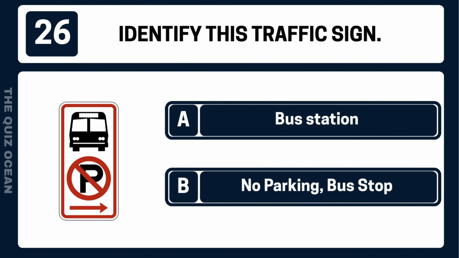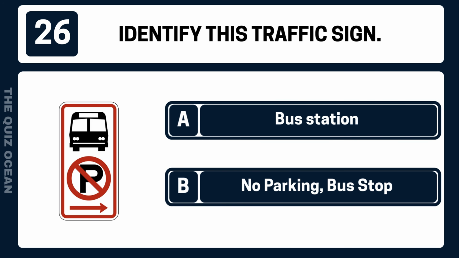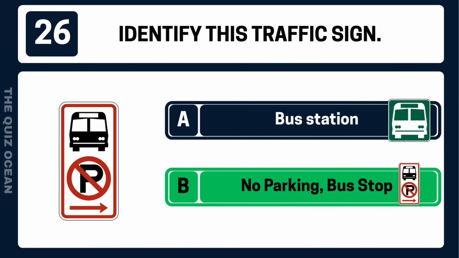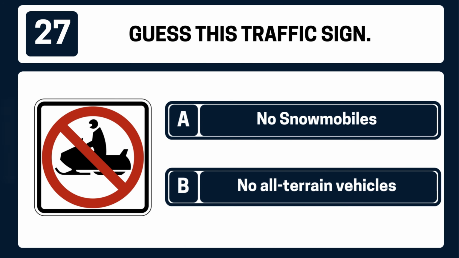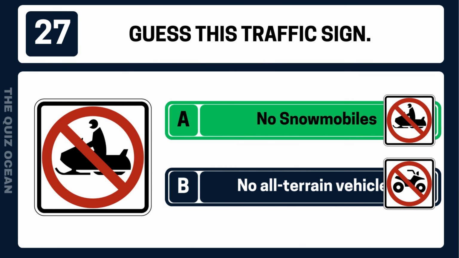Question 26. Identify this traffic sign. A. Bus station. B. No parking bus stop. The answer is B. No parking bus stop. Question 27. Guess this traffic sign. A. No snowmobiles. B. No all-terrain vehicles. The answer is A. No snowmobiles.